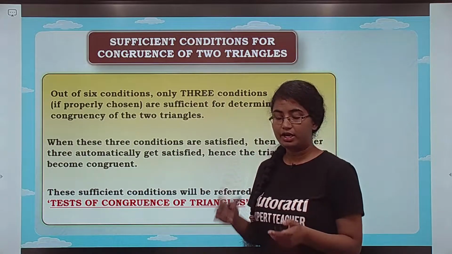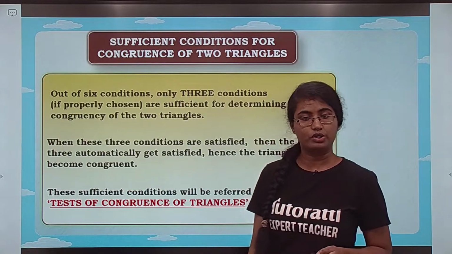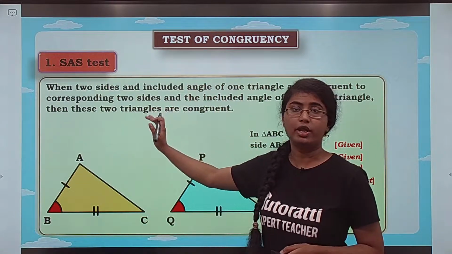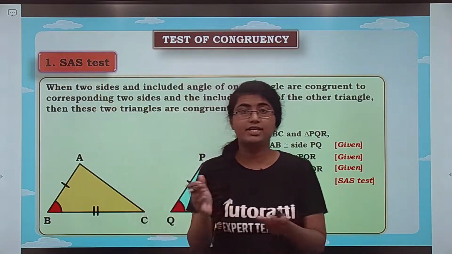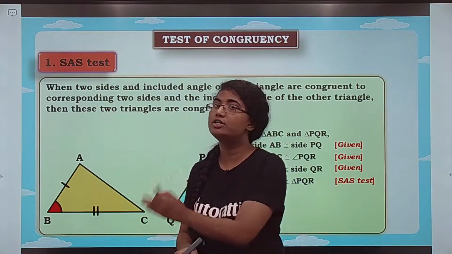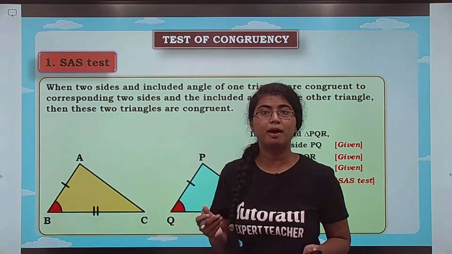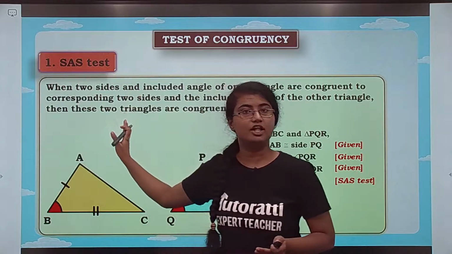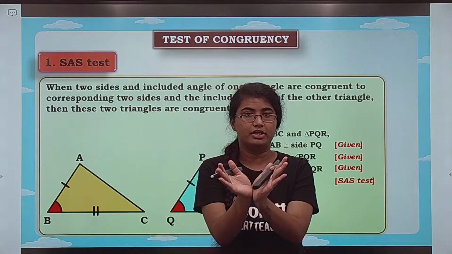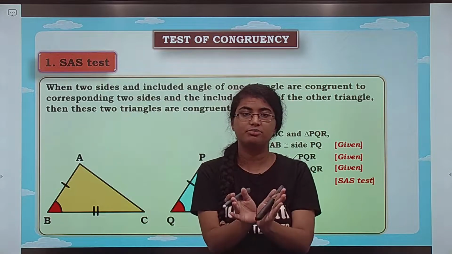Okay, now let us see the tests of congruency. The first one is the SAS test. The name itself tells: SAS stands for side, angle, side, and you have to consider the parameters in this sequence itself. The angle has to be between the 2 sides.